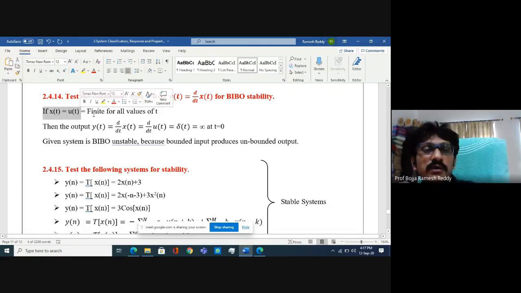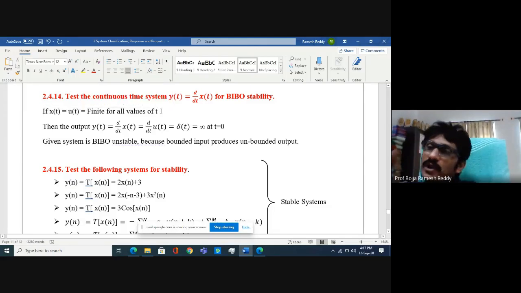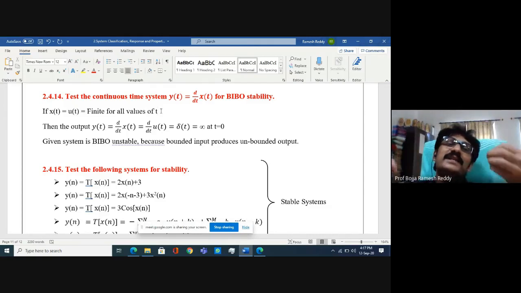u of t means what? u of t is finite for all values of t. u of t is 1 when t is positive, and 0 when t is less than 0. Therefore, the unit step signal is always finite for all values of t. Now I am applying a bounded signal as input to the system.